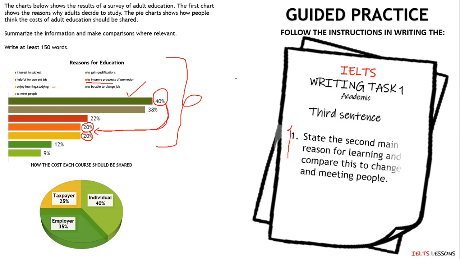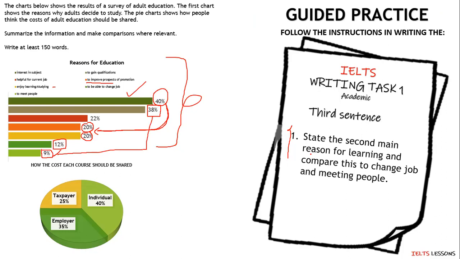Then your third sentence here is state the second main reason. So the second main reason is this one. I put square, okay? So for your third sentence, say the second main reason for learning, and compare this to change job and meeting people. So we have change job and meeting people. To meet people is this one. And change job is green. So to be able to change job, there is a comparison of these two. So in total, yeah, 12 and 9. So compare this one, okay?